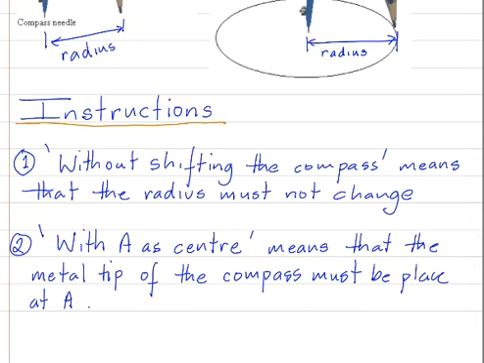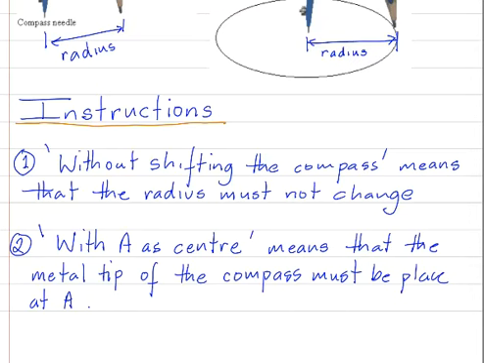Now, if that distance is 4 centimeters and the instruction says without shifting the compass, it means the next time you use the compass, that distance must remain 4 centimeters. The distance must not change. So without shifting the compass is an instruction to let you know that the distance between the metal tip of the compass and the pencil point must not change in order for your drawing to be accurate, in order for your drawing to be correct.